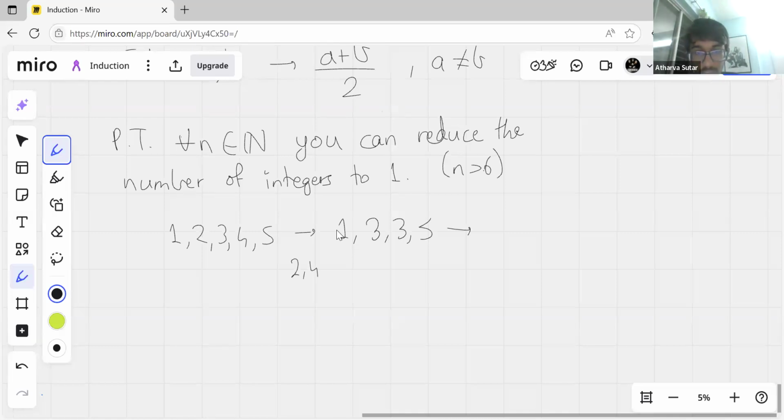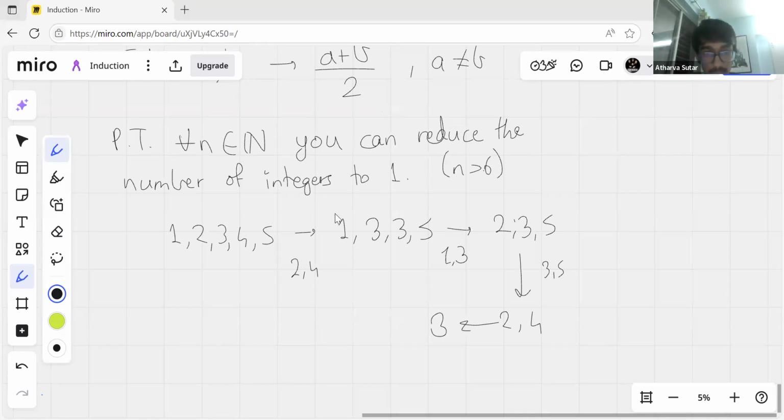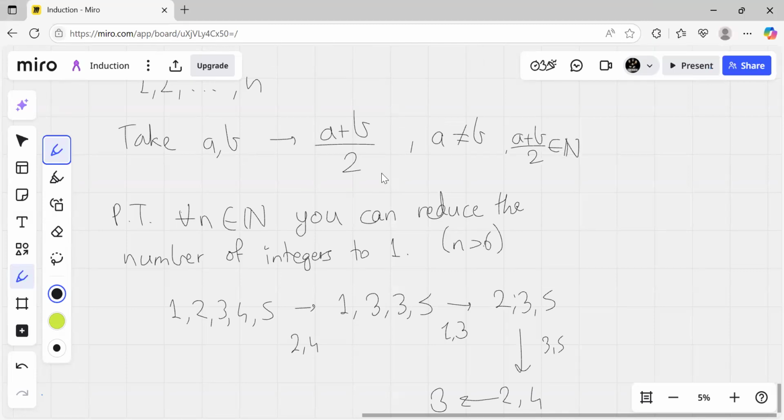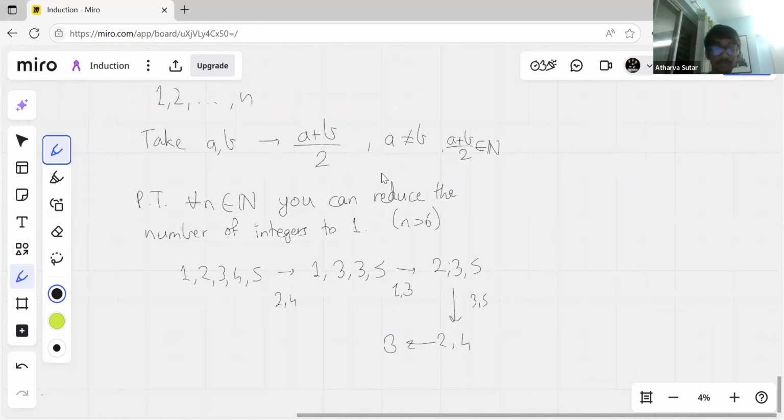Then on this, you can perform the operation: take 1 comma 3 and replace them with 2. So you will have 2, 3, 5, and then you will take 3 and 5 and replace them with 4. And then finally, you will replace this with 3. Yeah, (A plus B) by 2 has to be an integer. But isn't n greater than 6? No, no, it's just an example to demonstrate how the operation works.